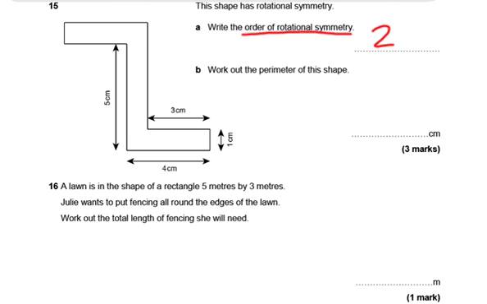Part B, work out the perimeter of this shape. Perimeter is the length all the way around the outside. So some lengths are given, some lengths are not given.